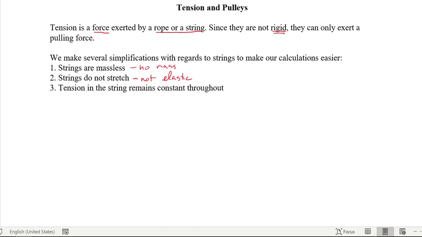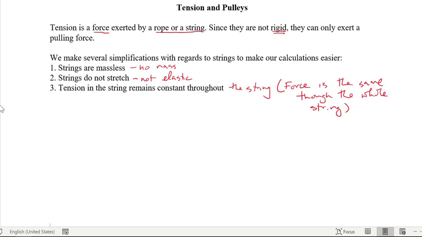And finally, the tension remains constant throughout the string. In other words, that force is the same through the whole string. Okay, so these are the assumptions we make, and we'll see why that's helpful in a minute. All right, so let's take a look at an example and see how this would work.